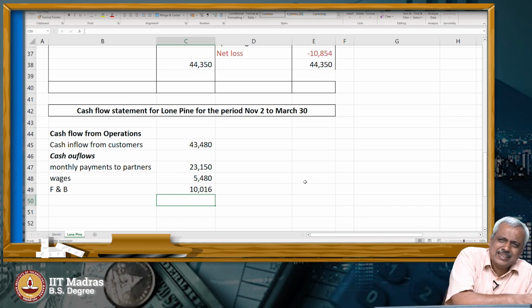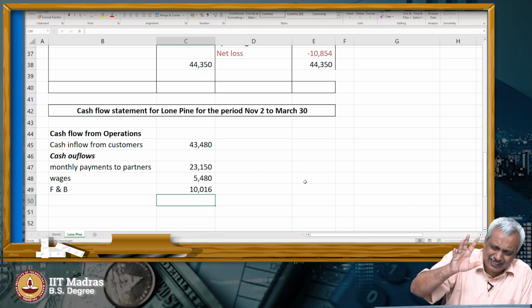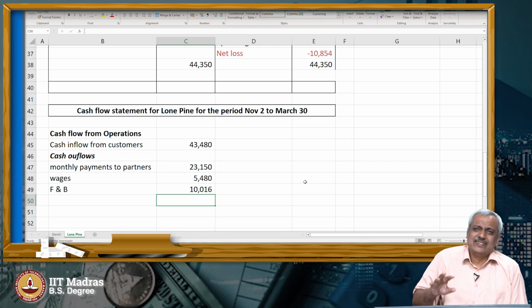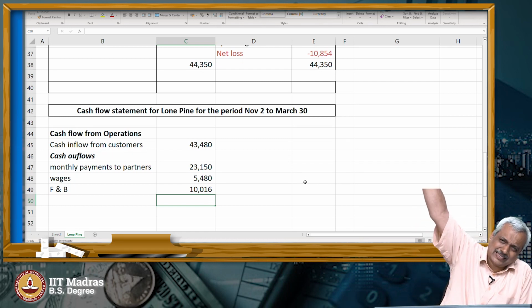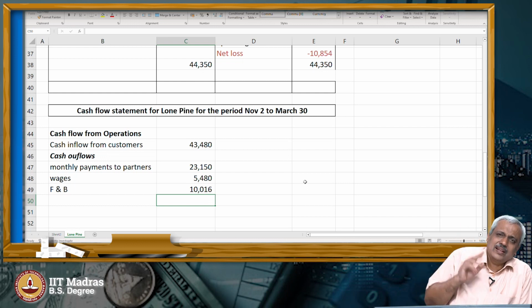You are buying raw material, you are consuming raw material, day in and day out. Investing happens only if it is a long term asset. So not part of investing.